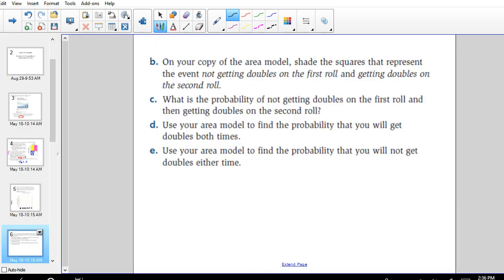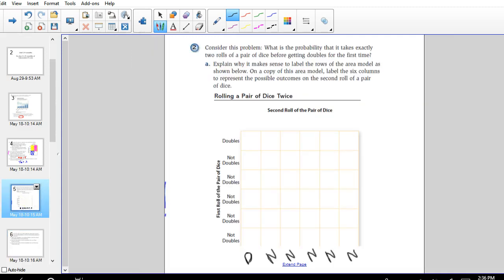Let's look at the next slide and see what we're going to be asked for. We want to shade the squares that represent the event not getting doubles on the first roll and getting doubles on the second roll. If we go back to our area model, this column right here is our first roll. So we want to not get doubles on the first roll and get doubles on the second roll.